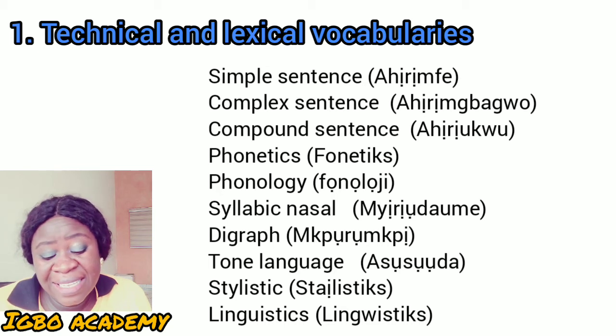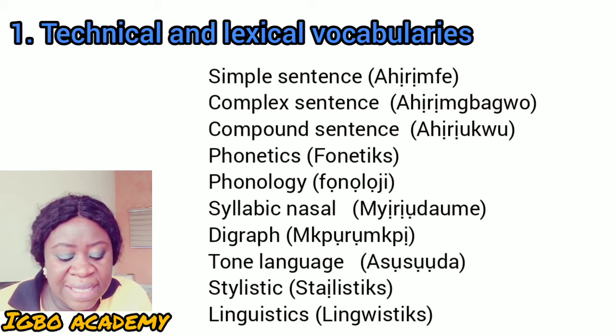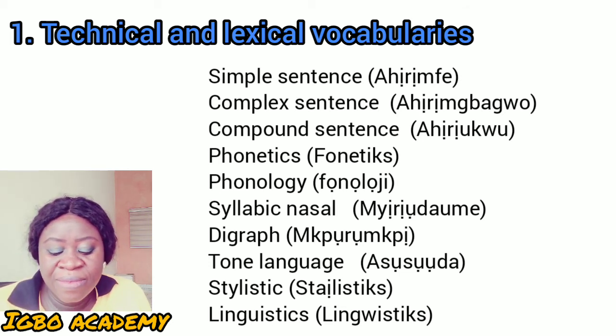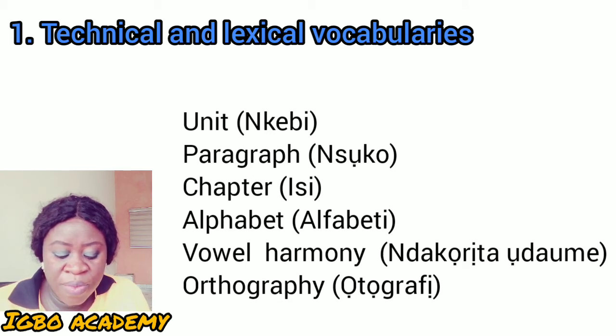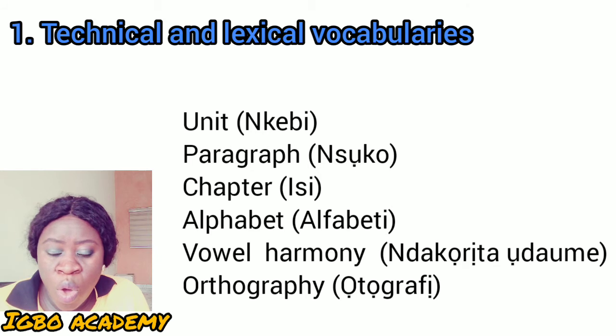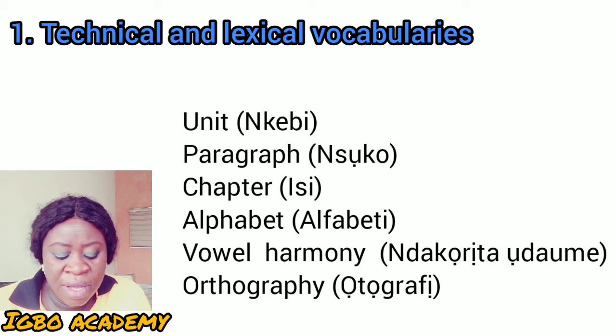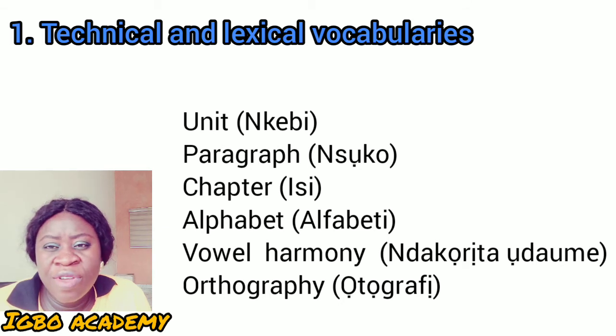Stylistics is stylistics too, but the spelling is different. Linguistics is linguistics also, but the spelling is different. The unit is nkebi. Paragraph, nsuko. Chapter, isi. Alphabet, alphabet too. Then vowel harmony, ndakorita udaume.